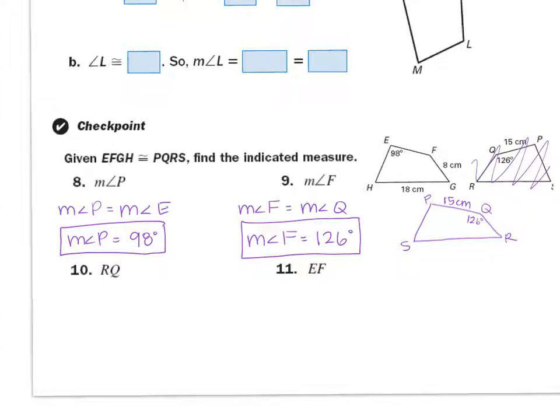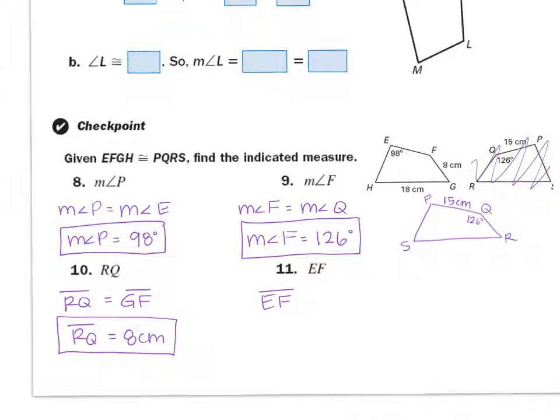You can do the same thing for side lengths. So side length RQ corresponds with side length GF. So since side length GF is 8 centimeters, I know that side length RQ must also equal 8 centimeters. And the last one, side length EF corresponds to side length PQ. And therefore, since these are congruent shapes, I know that the corresponding sides are the same. So side length EF equals the same thing as PQ, which is 15 centimeters. Don't forget that label.